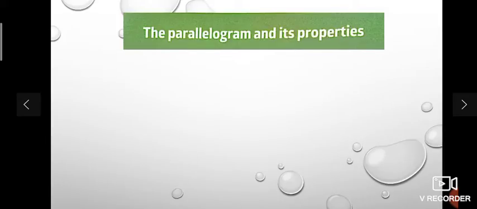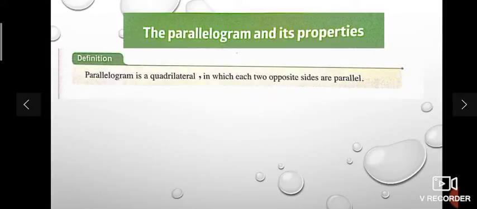Now we'll make a revision for our last week in our school. The parallelogram and its properties. At first, the definition. Parallelogram is a quadrilateral in which each two opposite sides are parallel.